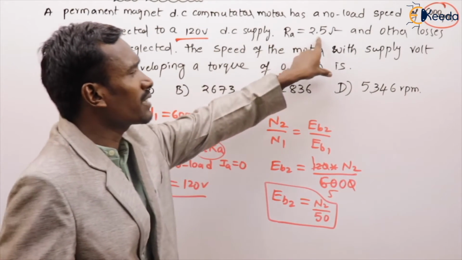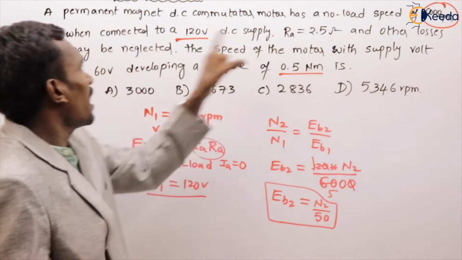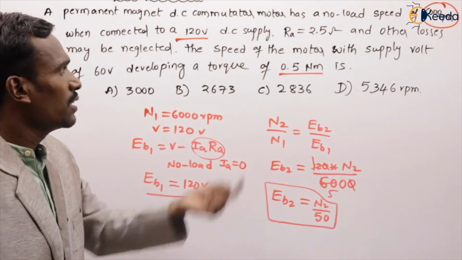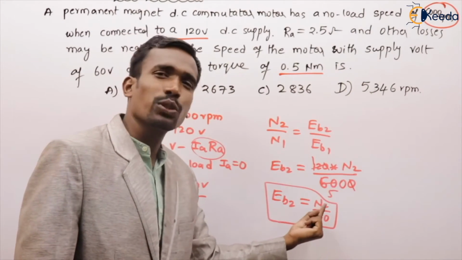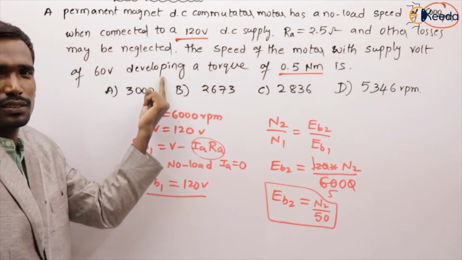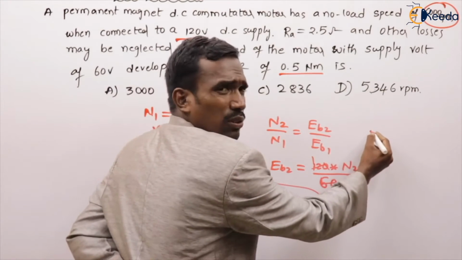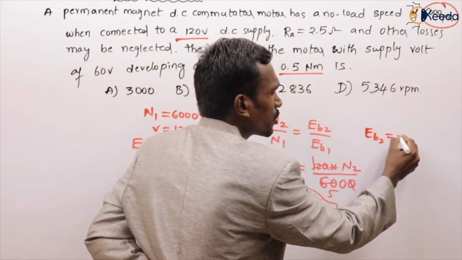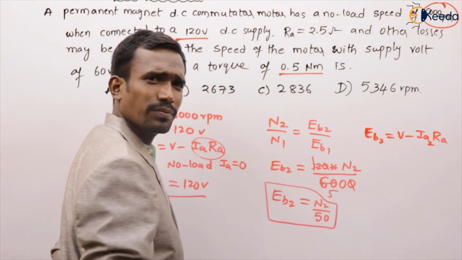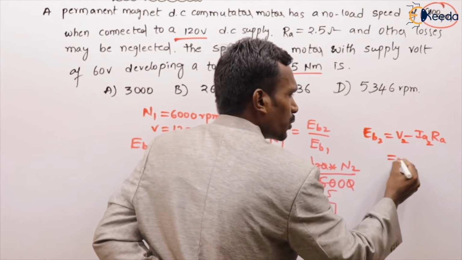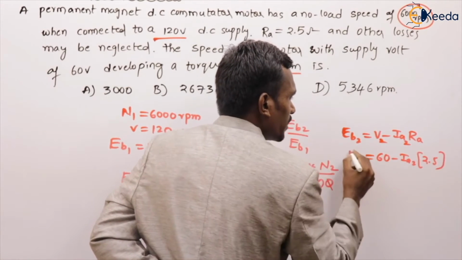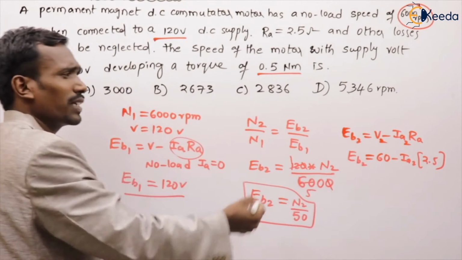Let's see here what they have given. They have given armature resistance of 2.5 ohms and other losses neglected. The speed of the motor, nothing but N2, we have to find out, with a supply voltage of 60 volts. So generally, EB2 is equal to V minus IA RA, nothing but IA2 RA. Here V2 they have given as 60, minus IA2 into RA. This is my EB2.